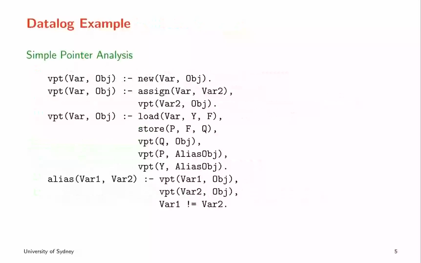For a simpler example, this is a context and flow insensitive pointer analysis that's expressed as 4 Datalog rules. So these first 3 rules here will express relationships where variables may point to objects. So if we look at the second rule, for example, we say that if there is a variable assignment, so if var equals var2, and then if var2 may point to some object, then var may also point to that same object. The last rule expresses the alias relation. So if 2 variables may point to the same object, then they may alias with each other.